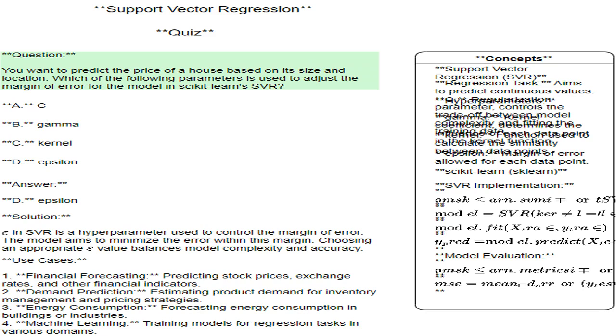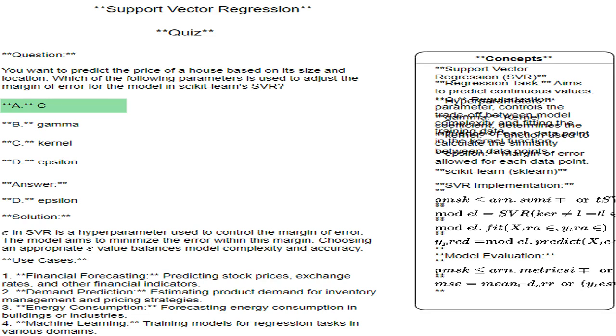You want to predict the price of a house based on its size and location. Which of the following parameters is used to adjust the margin of error for the model in scikit-learn's SVR? A: C. B: gamma. C: kernel. D: epsilon. A, C. C is the regularization parameter in SVR. It controls the trade-off between model complexity and fitting the training data. It doesn't directly adjust the margin of error.